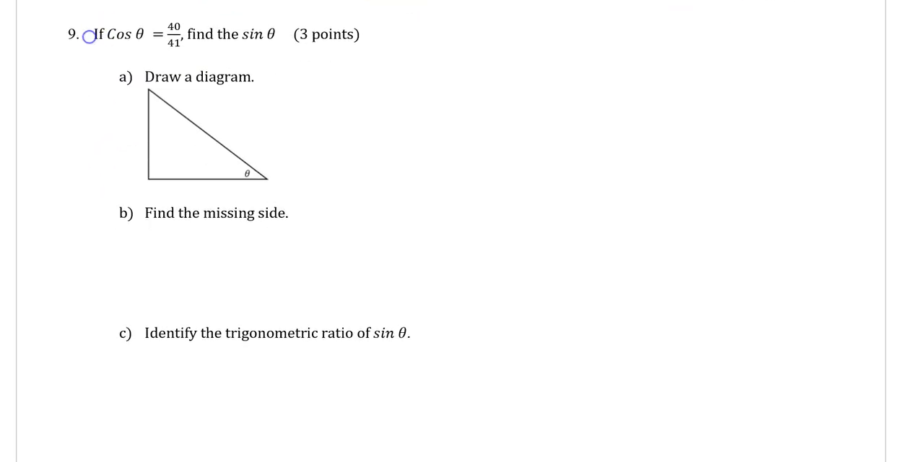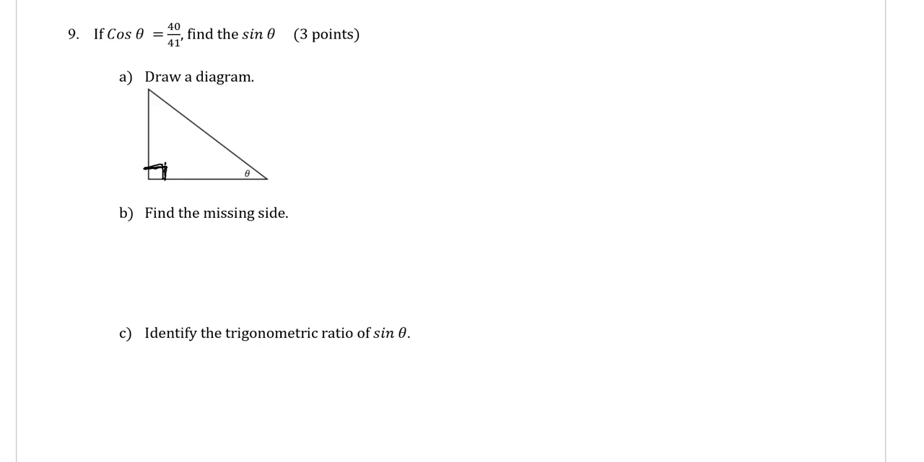Let's look at number 9. If cosine of theta equals 40 over 41, find sine of theta. Okay. So first, draw a diagram. This triangle will not be given to you. You are going to have to remember that you do have to just draw a diagram. It means just to draw your right triangle. Okay? Make sure you put in the right angle and theta somewhere.